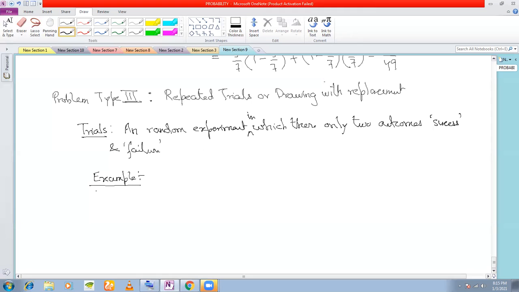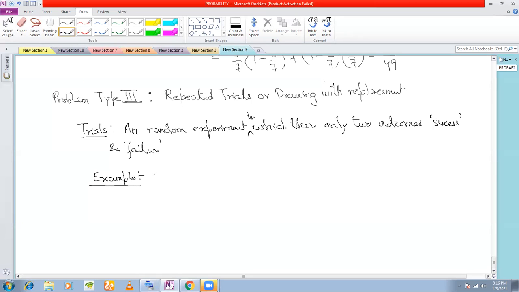Suppose in the tossing of three coins, I consider the outcome of three heads to be a success. If I get three heads, then I'm successful. If I get any other outcome, HHT or THH, then all other outcomes are failures. Understood?